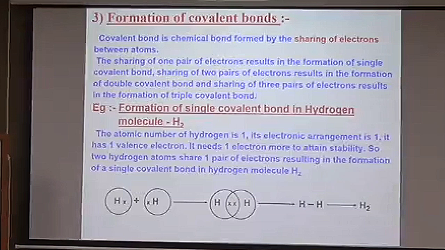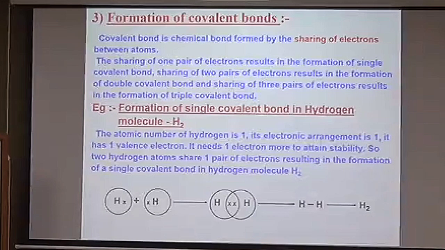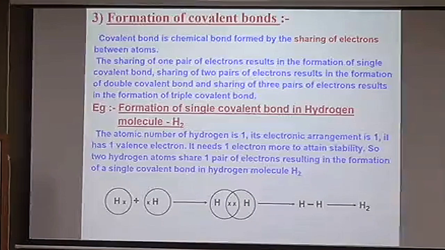It is unstable. So it combines with other hydrogen having one more electron, and both of them share one electron each, and the shared electrons remain with both the atoms. This way the two complete their duplet. But as they are sharing the electrons, they get chemically bonded and they form a bond which is called single covalent bond. So we can explain the single covalent bond is the bond which is formed by the sharing of one pair of electrons between the two atoms.